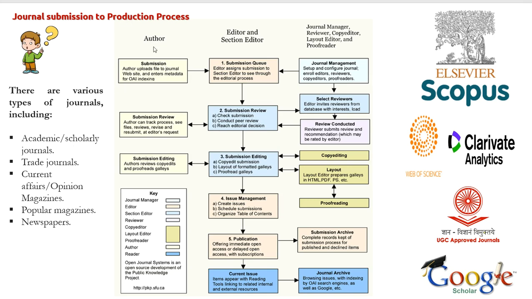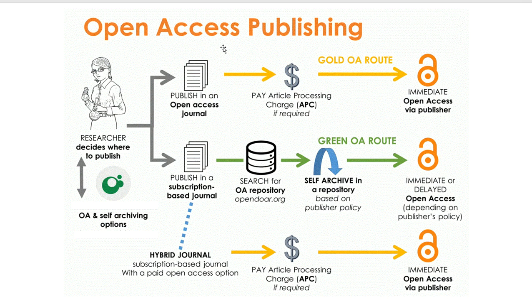Then if you want to submit your paper, next is submission: the author uploads the file to the journal website and enters metadata in the repository system for the open access indexing environment. Which one do they want to publish: open access indexing, gold open access indexing, or green open access indexing?